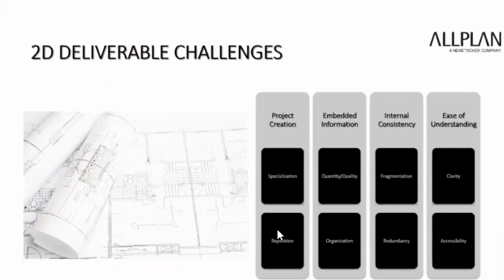Finally, ease of understanding. This is why we have drafting standards today. This is something that BIM is oriented towards fixing, both from the standpoint of clarity as well as accessibility. We have drafting standards specifically so that all the plan sheets represent the same item in the same way, the same object in the same way, and everyone knows what they mean.